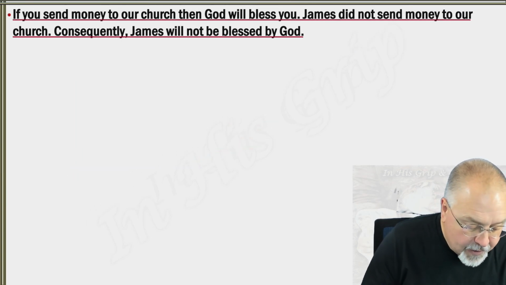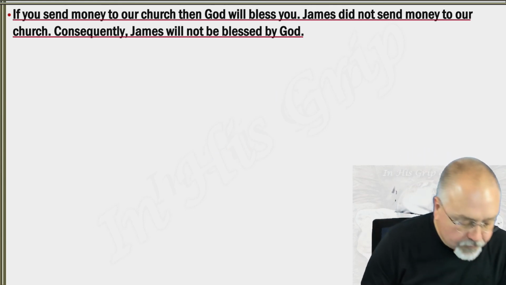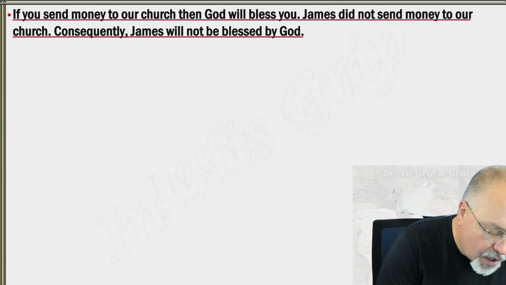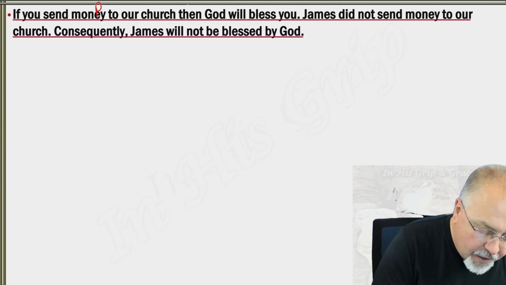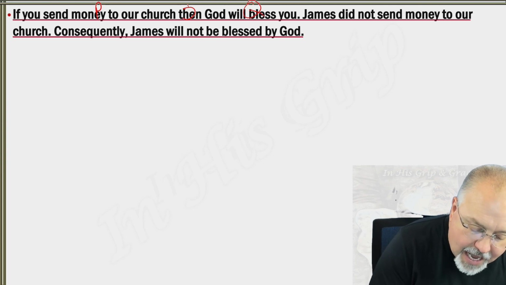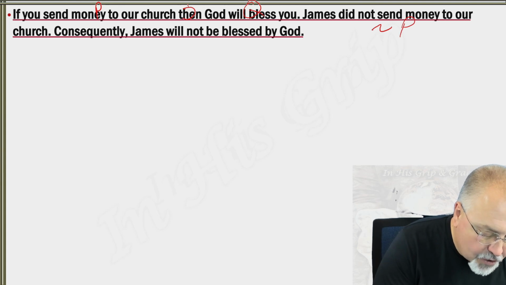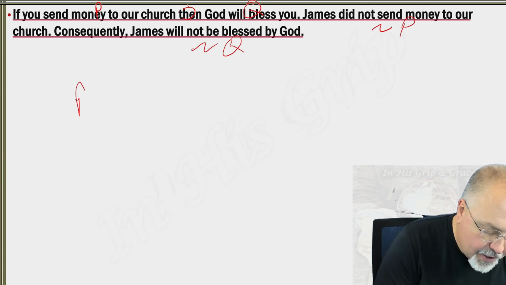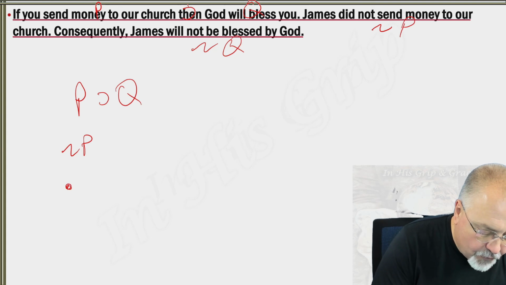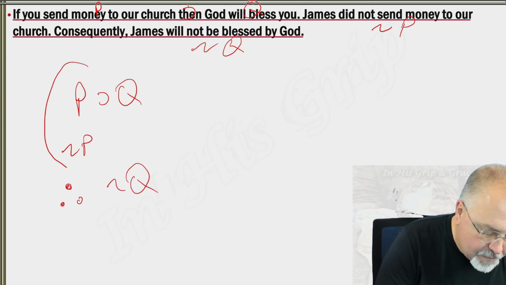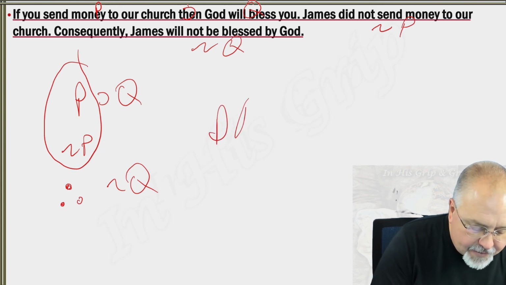All right? That one works. Let's do another one, and then we'll wrap it up. Okay? If you send money to our church, P, then, horseshoe, God will bless you, Q. James did not send money, not P, to our church. Consequently, James will not be blessed. Let's write it out. If P, then Q. He's saying not P, therefore not Q. Right? This is a fallacy because it is denying the antecedent.